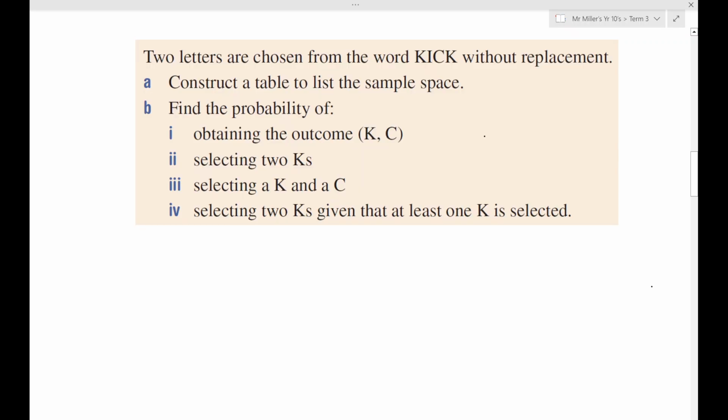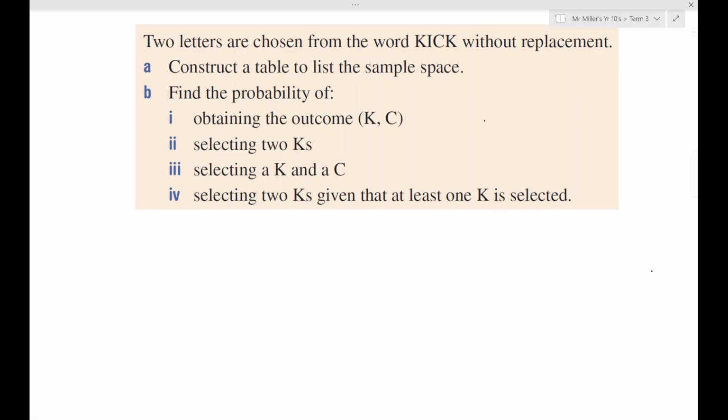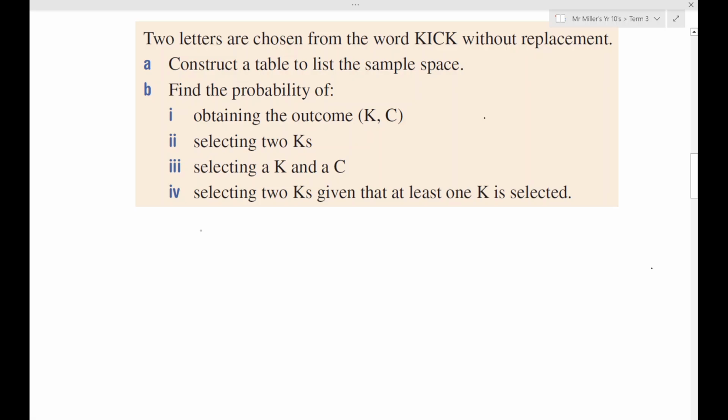Hey guys, I'm going to show you how to use two-way tables to describe the sample space of two concurrent events. So let's just look at this straight away with an example. Two letters are chosen from the word kick without replacement. We need to construct a table to list the sample space, and we need to find the probability of obtaining certain outcomes. In the event that we pick a letter from K and then we pick a second letter from K without replacement. So let's get started by drawing up our table.